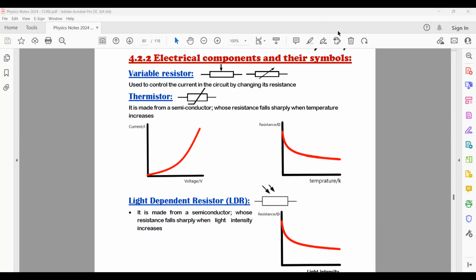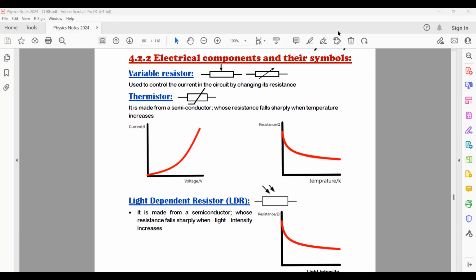The first component is the variable resistor, and this is the only component where I can change the resistance based on my will, on my choice. I'm not forced for it to change according to something else. I'm the one who chooses.